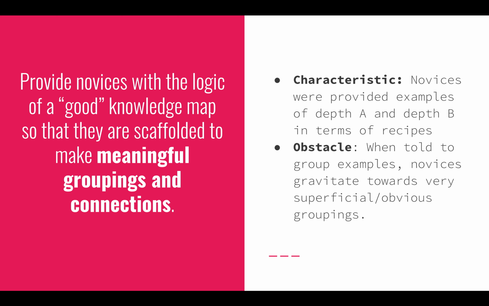In terms of the prototype's characteristics, this manifested as providing the novices some examples of knowledge maps that reflected depth A and depth B. In order to prevent bias, I did it in terms of different kinds of dishes and how to make them.